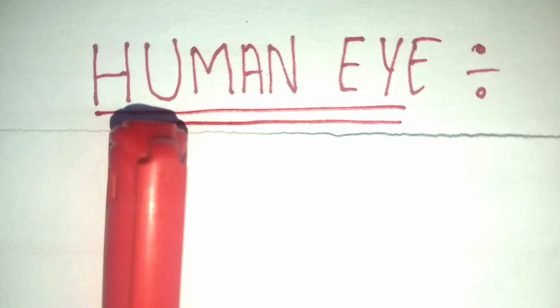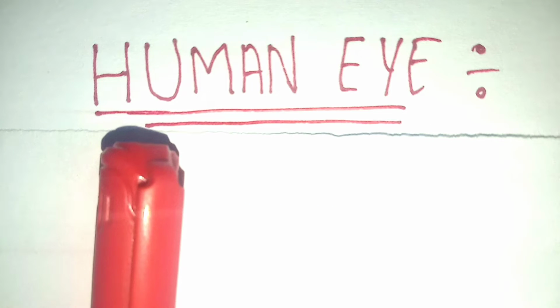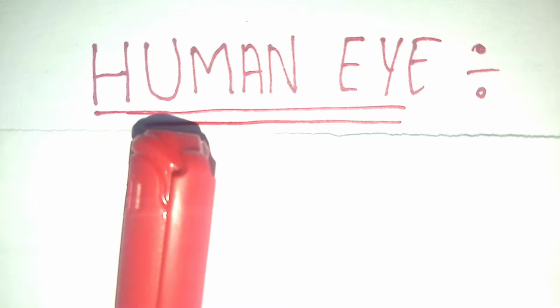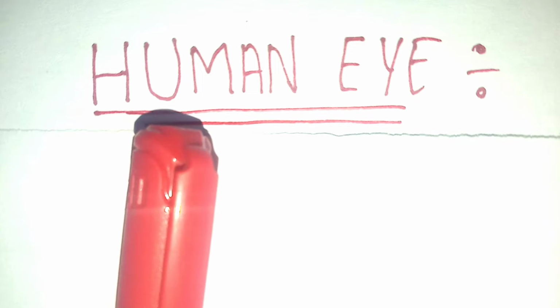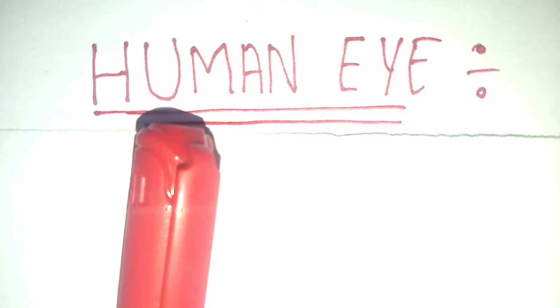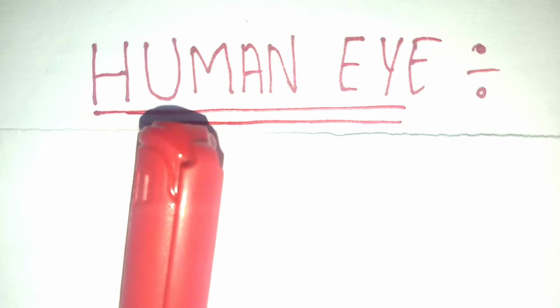So today we are going to discuss the human eye. First of all, we will discuss the layers of the human eye, and then we will discuss the parts of the eye with the NCERT diagram, and then the path of light. At last, we will discuss the mechanism of vision.